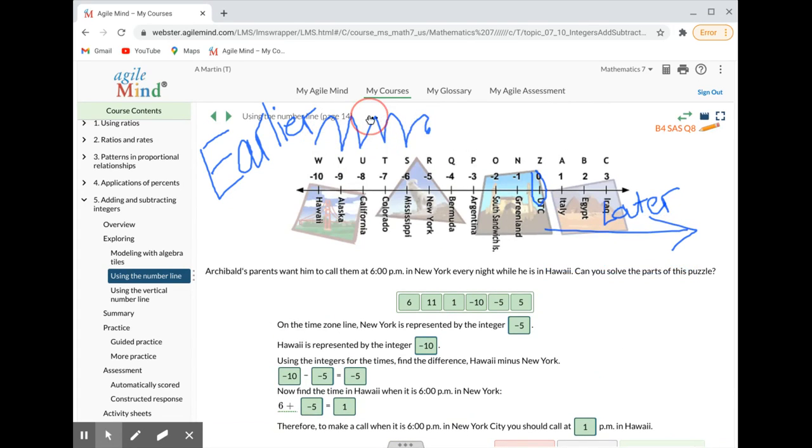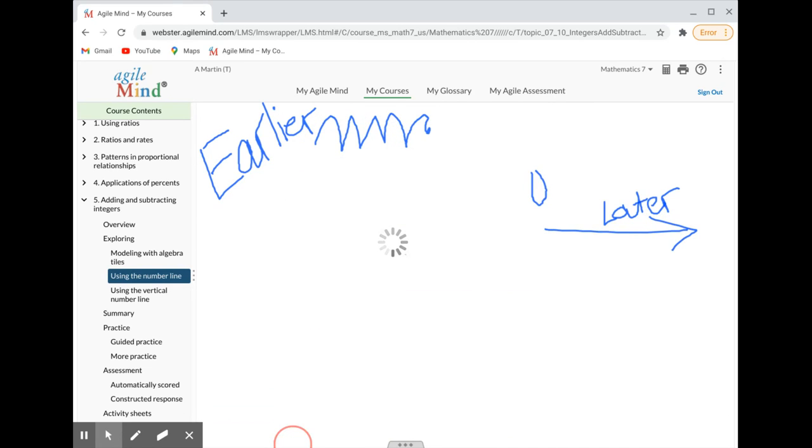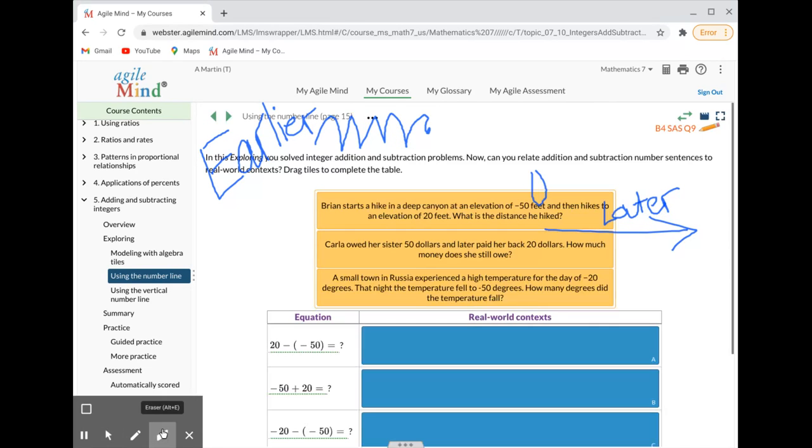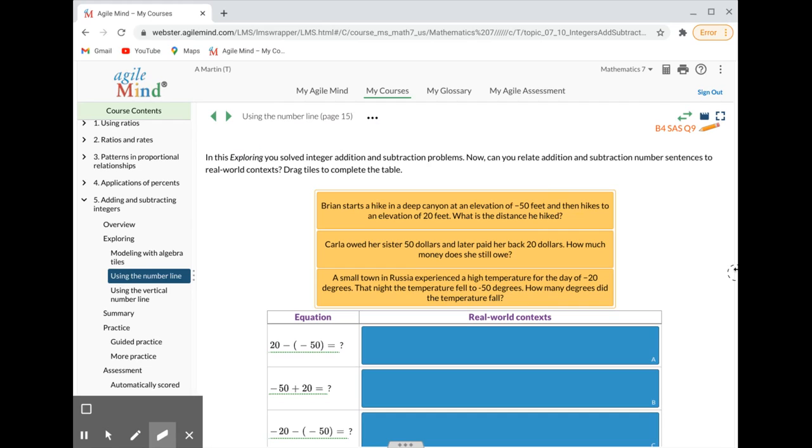So that was page 14. We're going to look at page 15, which is our last page on here. It says, in this exploring, you solved integer addition and subtraction problems. Now you can relate addition and subtraction number sentences to real world context. We're going to drag the tiles to complete the table. All right, so look at the first one.